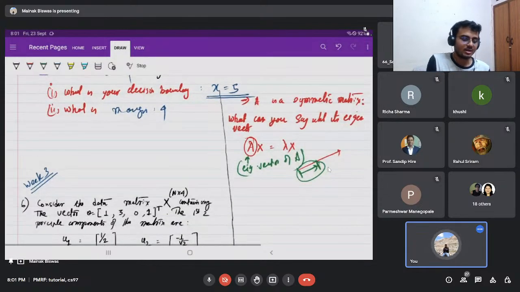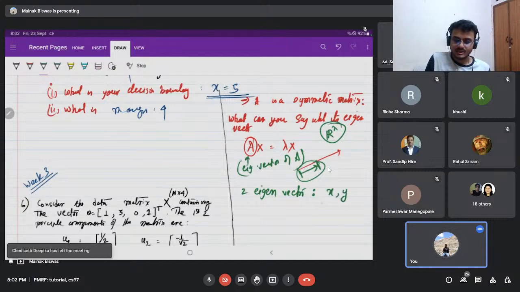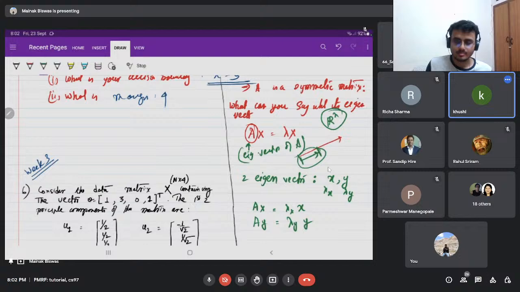What happens when a matrix is symmetric? Let us consider two eigenvectors. This is a real matrix, no complex numbers taken. Two eigenvectors x, y with corresponding eigenvalues lambda x, lambda y. So what are the two eigenvalue equations? Ax is equal to lambda x times x, and the second one, can anyone tell me? Ay is equal to lambda y times y.